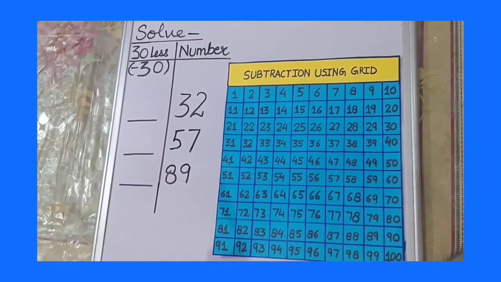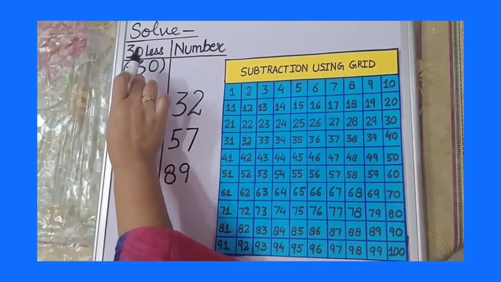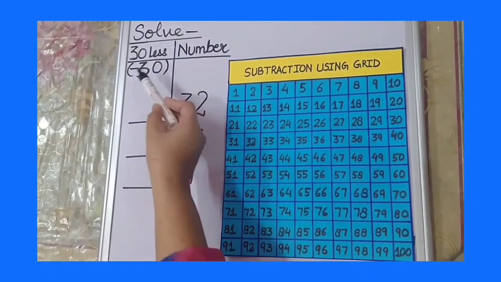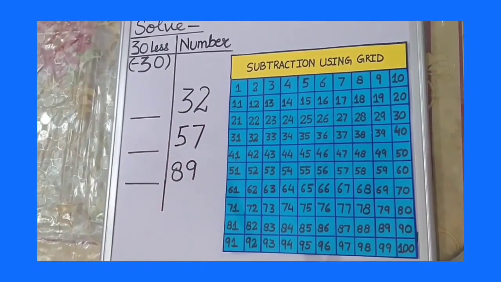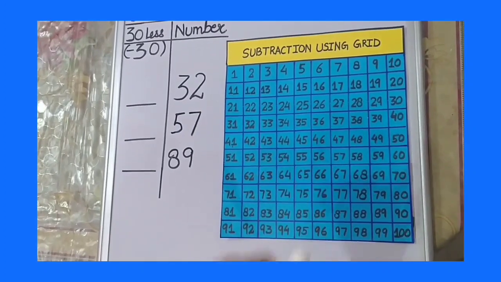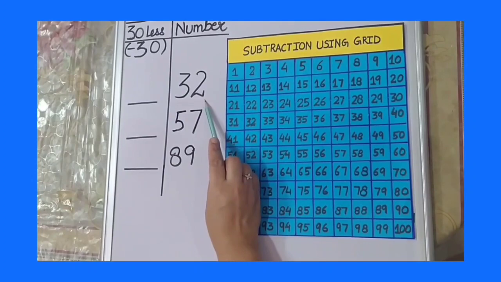Now children, let's solve another exercise. Here you have to find out 30 less. These numbers are given and you have to find out 30 less, or you have to subtract 30. Now in the same way, if you have to subtract 30, then we will move above 3 lines. So the first number is 32.